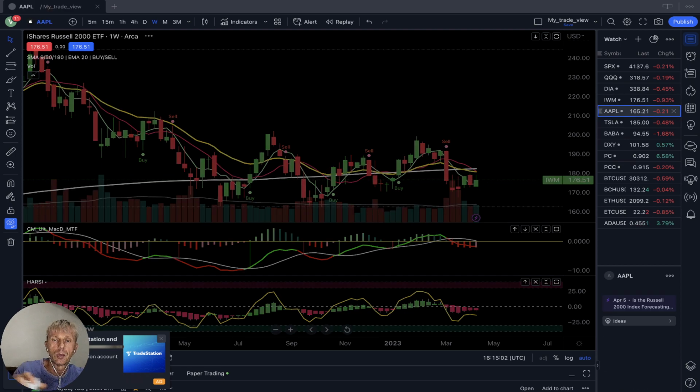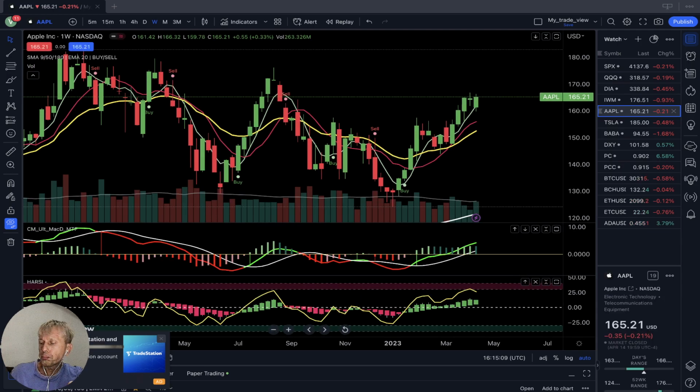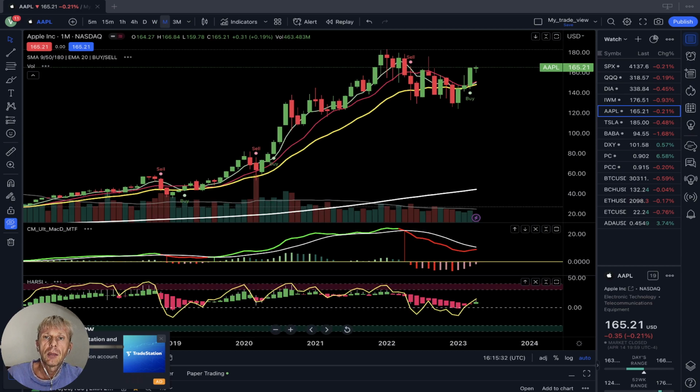Let's see what's going on with Apple. Apple weekly bullish trend, last bar far from 20. MACD bullish, Fibonacci bullish, RSI was in overbought territory. On weekly time frame, it is bullish. Let's check monthly time frame. Monthly time frame, Apple is buy signal.